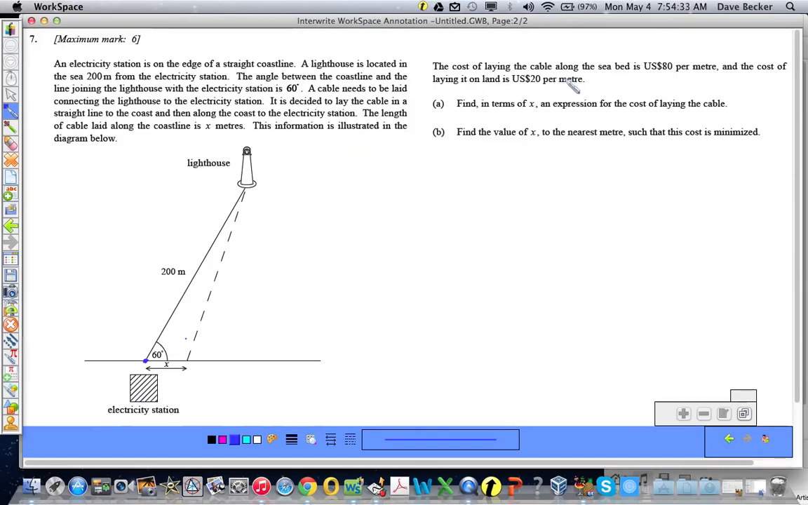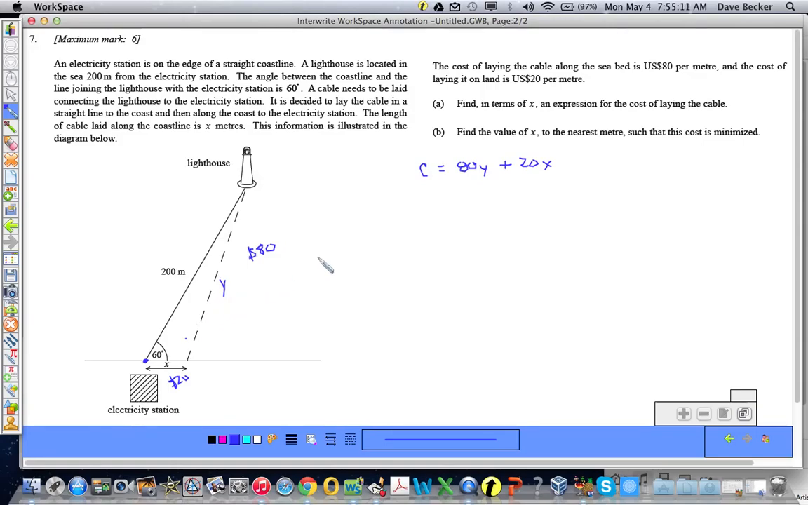Okay. The cost of laying the cable along the seabed is $80 per meter, so this is 80 bucks here, and $20 along the coast, so this is going to cost us $20 times x. Find in terms of x an expression for the cost of laying the cable. Well, our cost is here and here, so I'm going to label this y, and I think you would agree that our cost is equal to 80y plus 20x, but this has to be in terms of x, so we have to get y in terms of x.